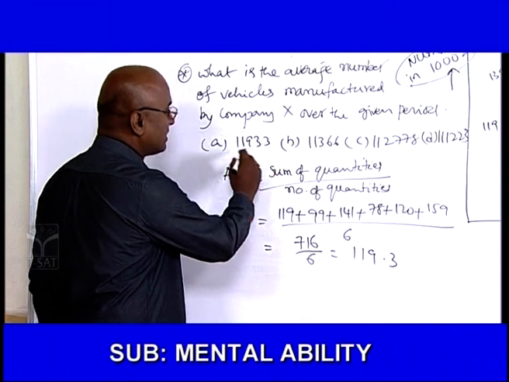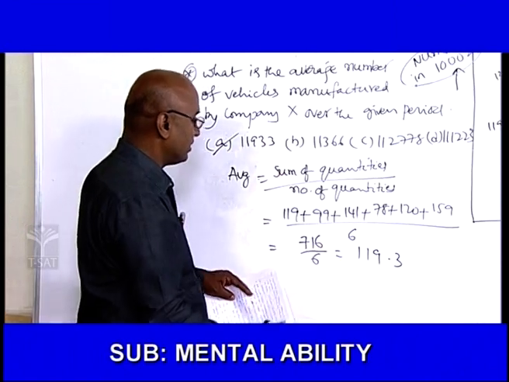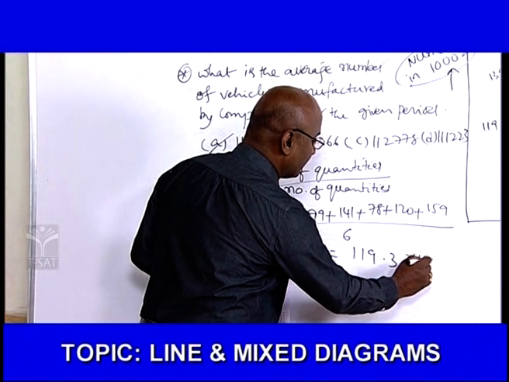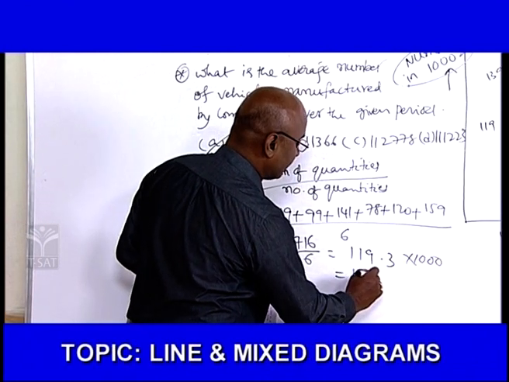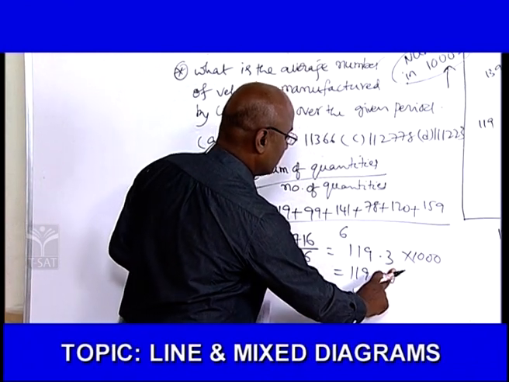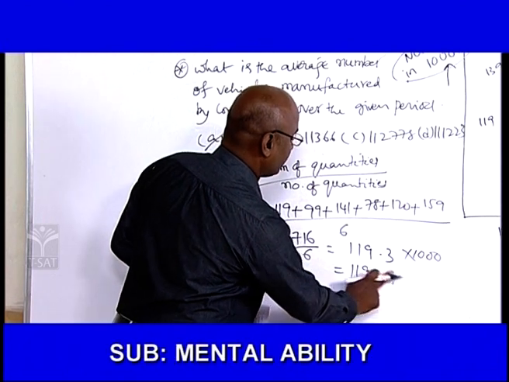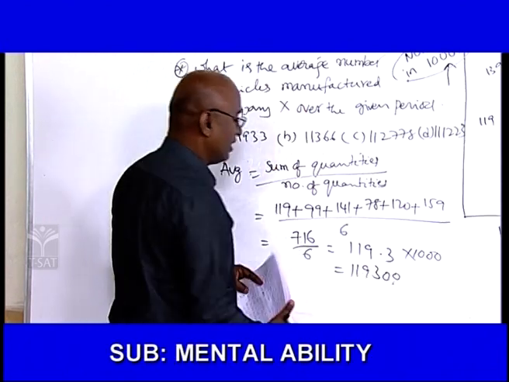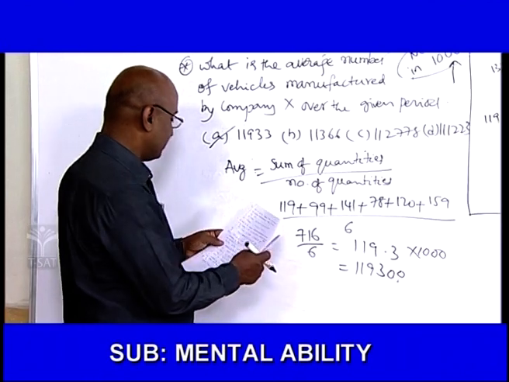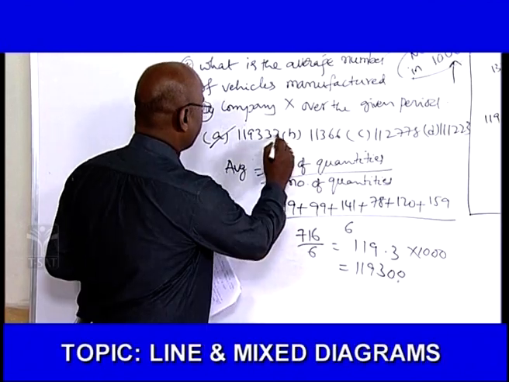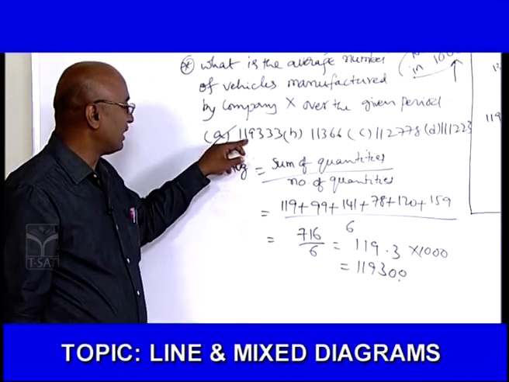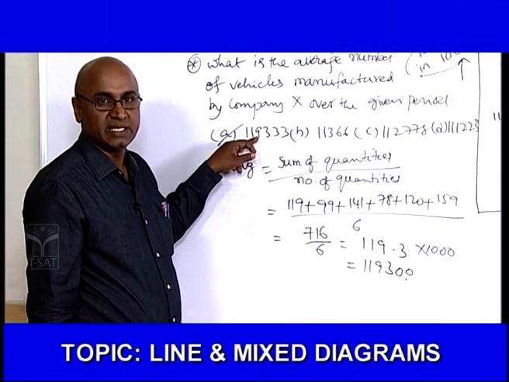109,333 is there. So it is the value answer. So it is in thousands, so into 1000, that is equal to 119,320. So the option is 109,333. Option A is the answer.